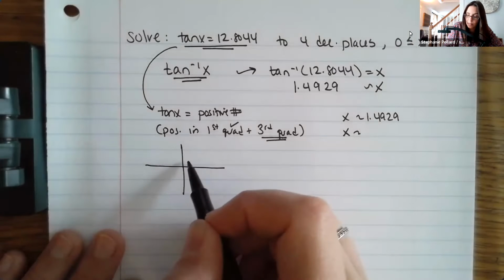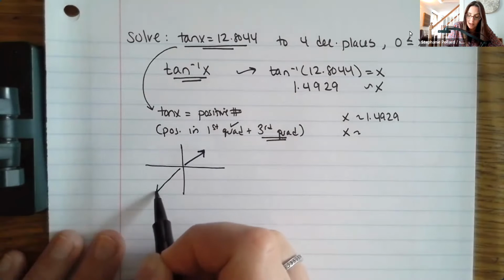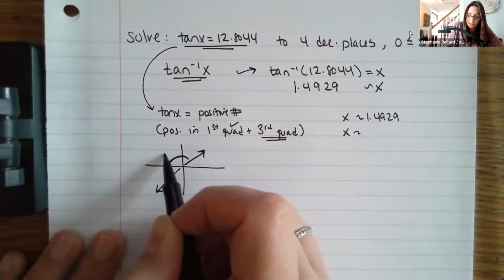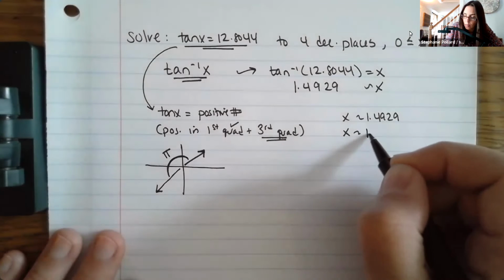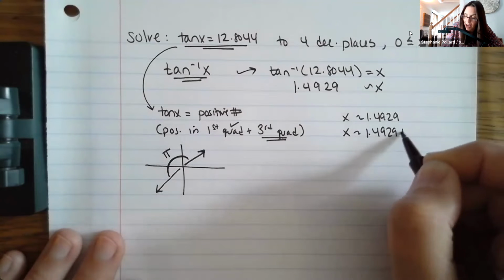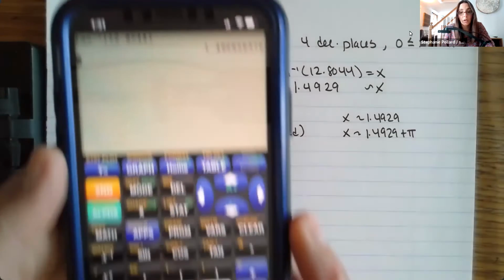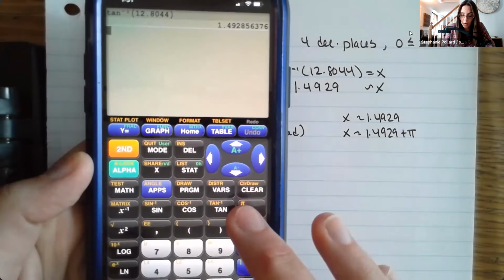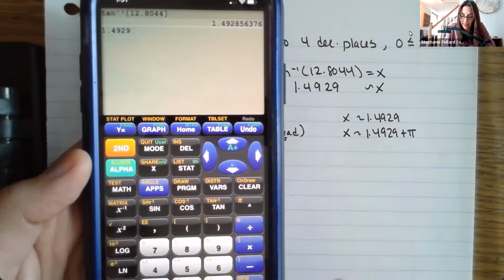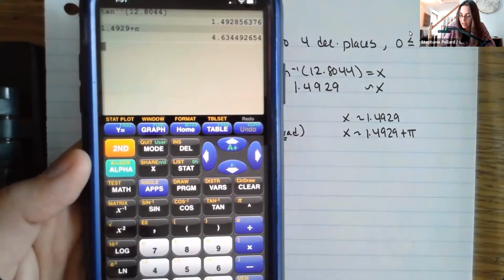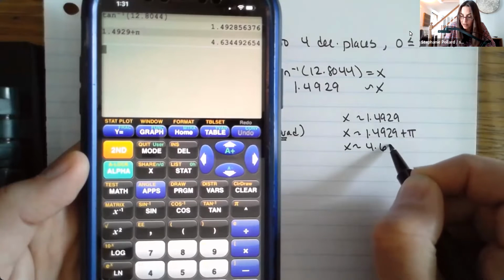So let's say here's my angle in the first quadrant. If I want to go into the third quadrant, then this right here is 180 degrees or pi units. So I can get my next value by adding pi to it here. And you do have a pi feature, or you should, on your calculator. So I'm just going to go ahead and type 1.4929. I'm going to add that pi value, and I get that x is about 4.6345.